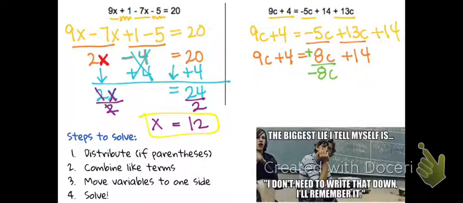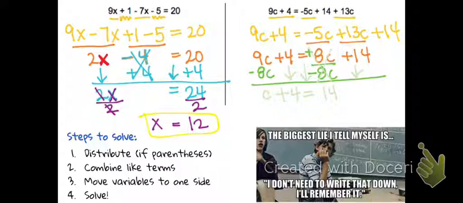Subtracting 8c. So I'm going to subtract 8c from both sides, and I'm putting that minus 8c under the term that is a like term with it, because I know then that I can combine those together. So 9c minus 8c is just 1c. Nothing to combine with the plus 4. Still have my equal sign. 8c minus 8c is 0. And then I have plus 14, positive 14. So I'm just going to leave it as 14.